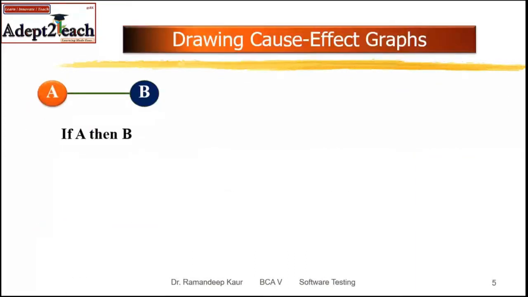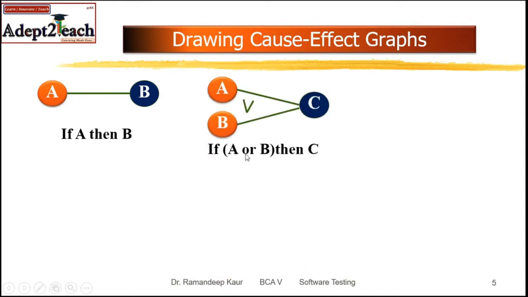Now there are some relationships that we will see, and how we will use them to make a cause effect graph. This cause effect graph is basically based on 3 things: and, or, nor. The entire cause effect graph is based on these 3 operations. So the first condition is if A then B. That means if A exists, then it will relate to B.